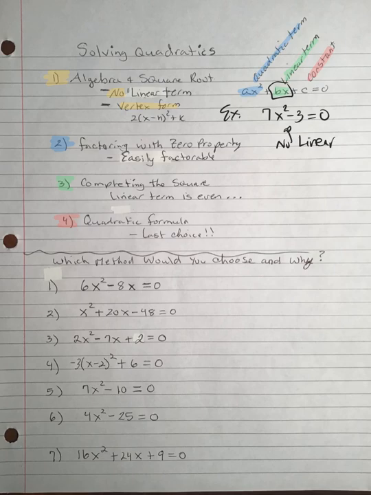So this would be a great problem to do using the algebra and square root property method. When it's in vertex form and has this kind of flavor to it, algebra and square root property is a great method to use. So that's when you can use it. If it does have a linear term, you would not be able to use the algebra and square root property. You couldn't use it even if you wanted to.